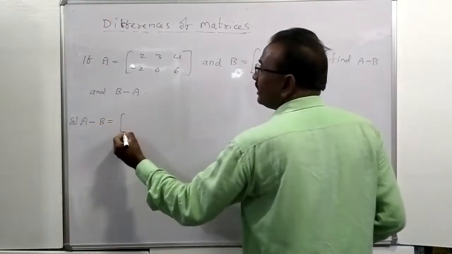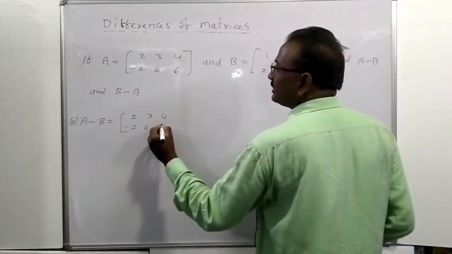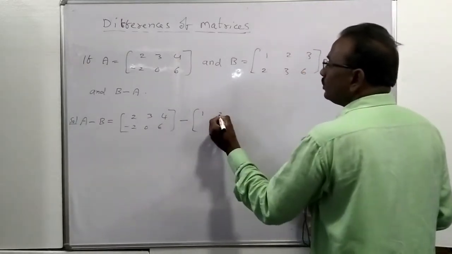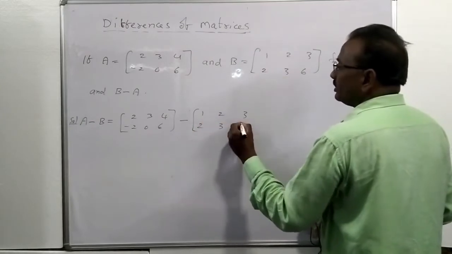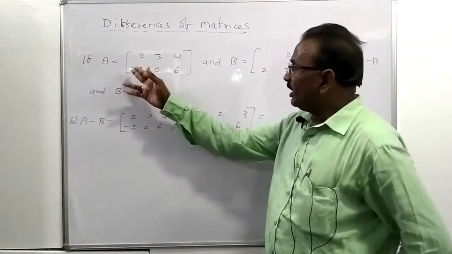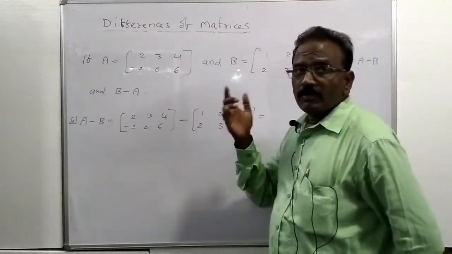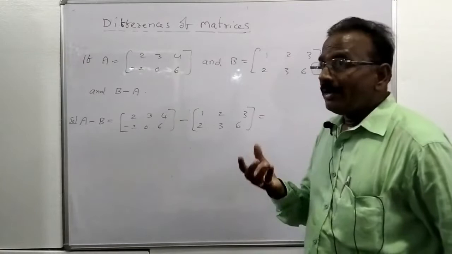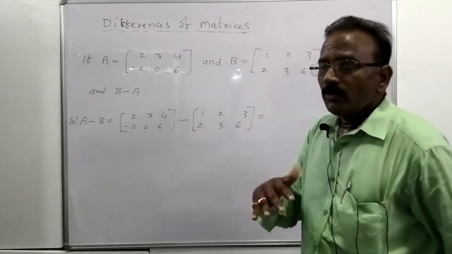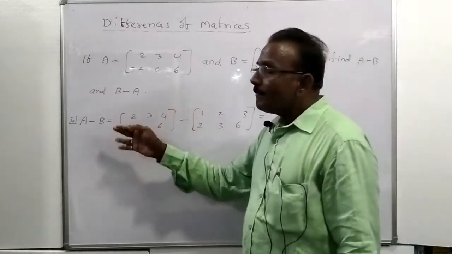Here, what is matrix A? [2, 3, 4; -2, 0, 6] minus matrix B, which is [1, 2, 3; 2, 3, 6]. If the order of A is 2 by 3 and the order of B is 2 by 3, the orders are the same, therefore the difference of two matrices is possible. Addition and subtraction of matrices are possible only when their orders are the same. When orders are not the same, addition and subtraction is not possible. So here A minus B and B minus A are possible.